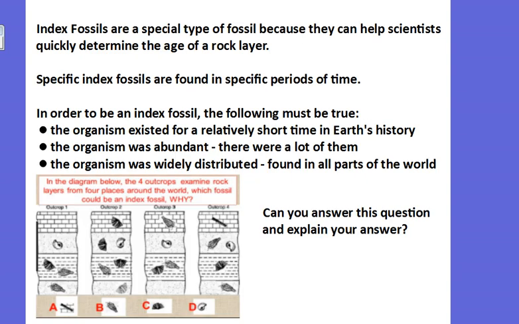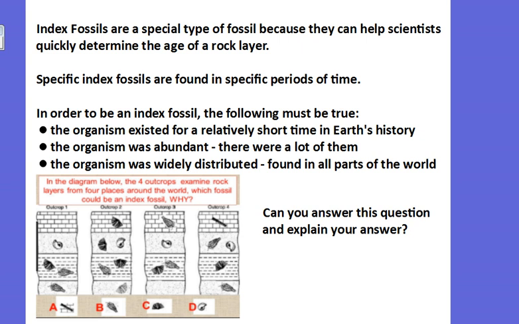So index fossils are a very special type of fossil because they can help scientists quickly determine the age of a rock layer. And this is because specific index fossils are found in specific periods of time. In order to be an index fossil, the following has to be true. The organism had to have existed for a relatively short period of time in Earth's history. That doesn't mean it had a lifespan of only like 2 or 3 years. It just means it's short in the grand scheme of things in Earth's history.